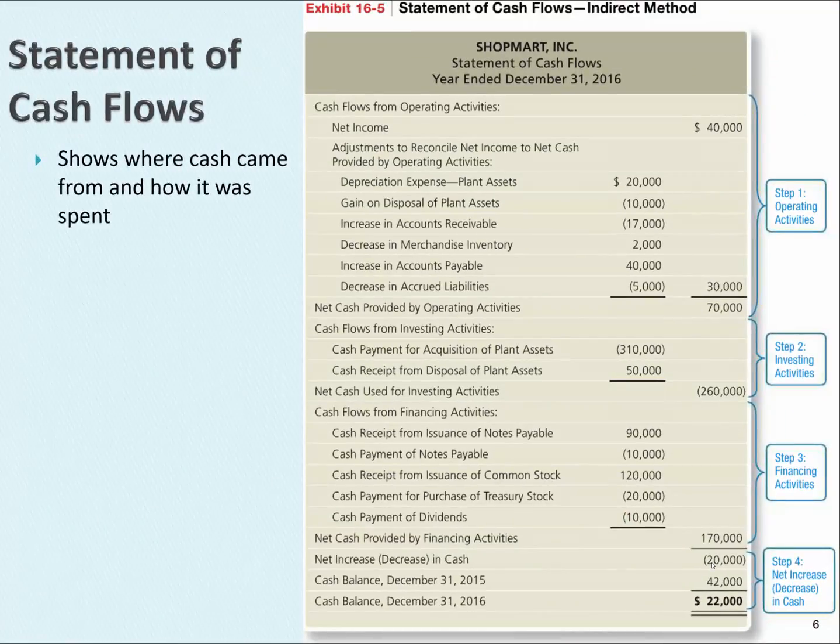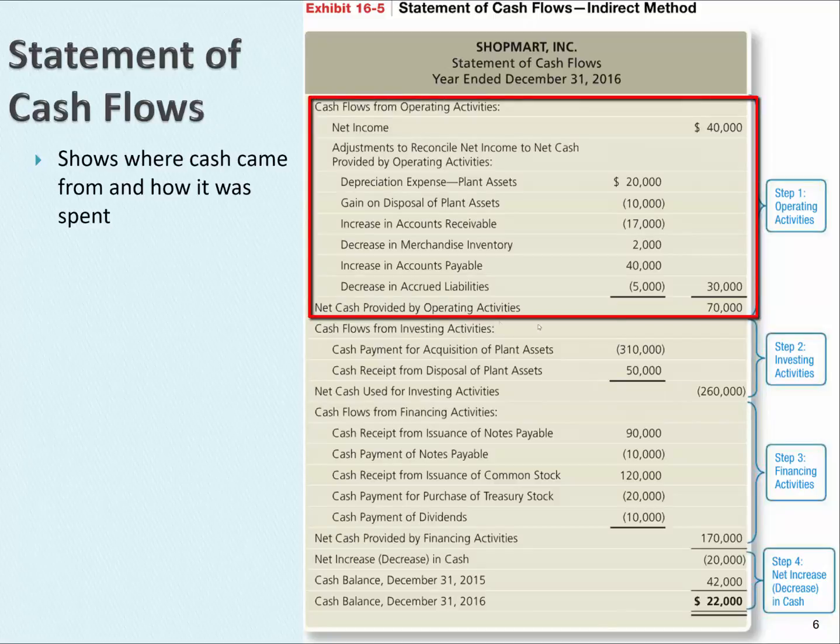Well, there's three main sections of this statement of cash flows. There's the operating activity section right here. This is cash flow, either positive or negative, that came from our main business operations, buying and selling. So in this section, we have positive $70,000 cash. So we have positive cash flow from running our business, the main activities.